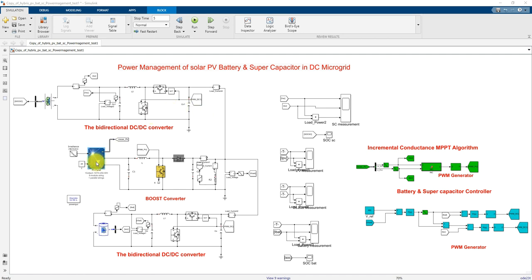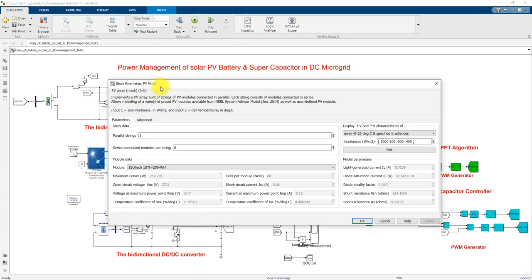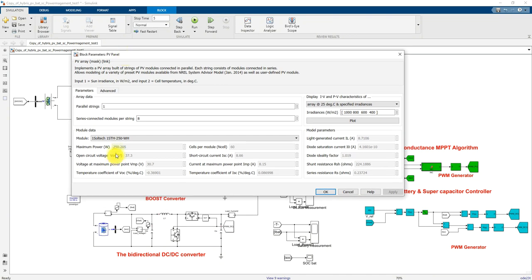And here we have the solar PV panel. The solar PV panel rating is 2000 watts and the single panel rating is 250 watts, and then the open circuit voltage is 37.3 volt, and the voltage at maximum power point is 30.7. The short circuit current is 8.66 amps, and the current at maximum power point is 8.15 amps.